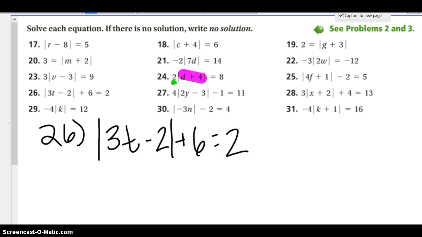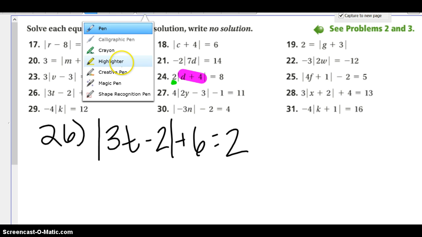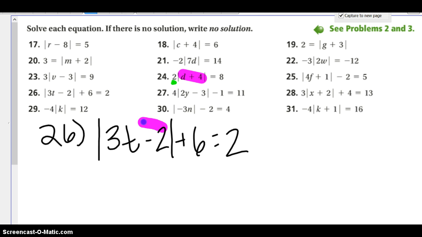So the first thing I have to do is get this absolute value. I'm going to put it in pink again because that at least helps me visually know that I want to get this whole piece, because it's inside of the absolute value. I want that all by itself. So now I've got to undo this plus 6. That plus 6 is not multiplying in there or anything, it's just adding. So I'm going to minus 6.